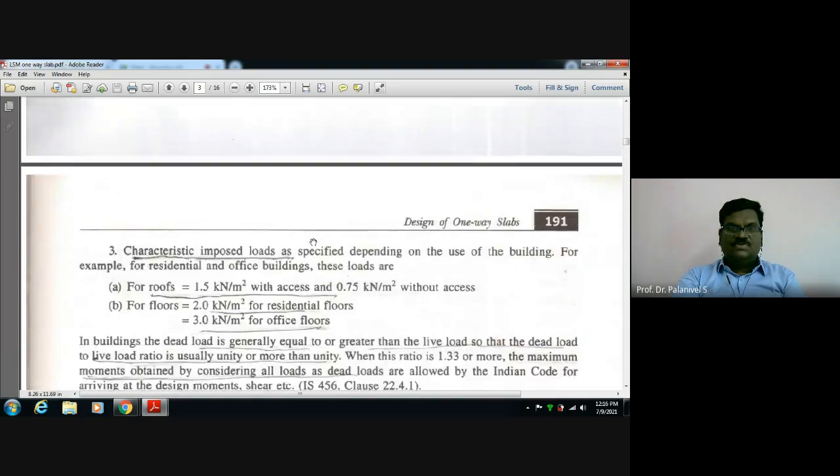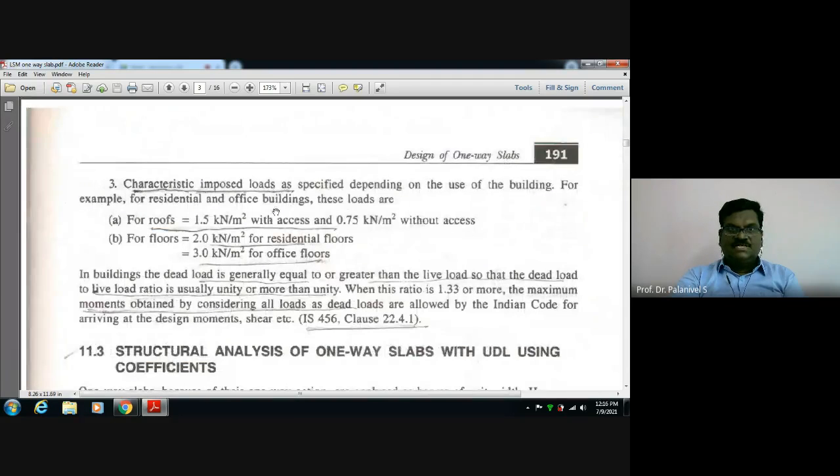Coming to live load, the imposed load. The characteristic imposed loads as per the IS code are 1.5 kilonewton per meter square for roofs. For floors, it is 2 kilonewton per meter square for residential floors and 3 kilonewton per meter square for office floors. They are minimum values. For residential buildings, the live load should not be less than 2 kilonewton per meter square; for roofs it can be 1.5. For office and public buildings, it should not be less than 3 kilonewton per meter square. These values are minimum values, and it can be more than that.